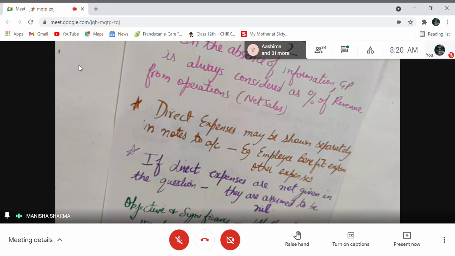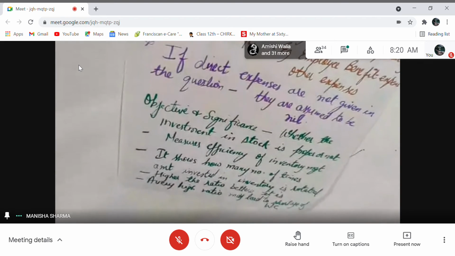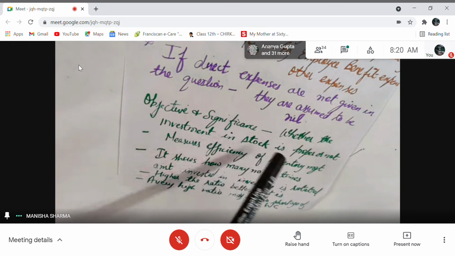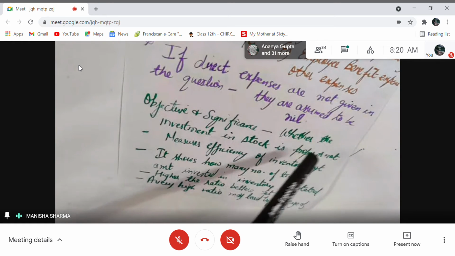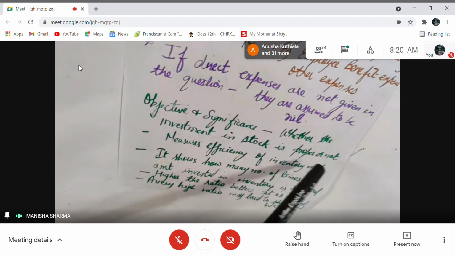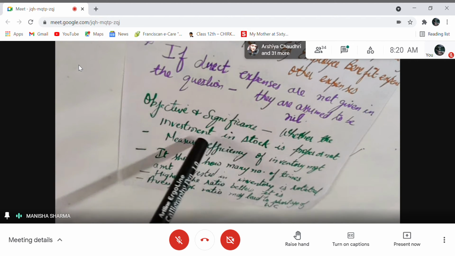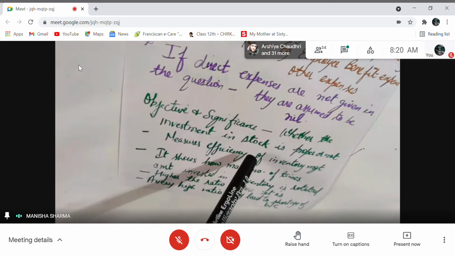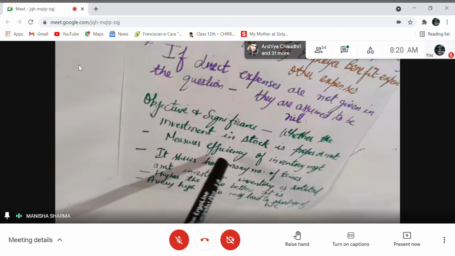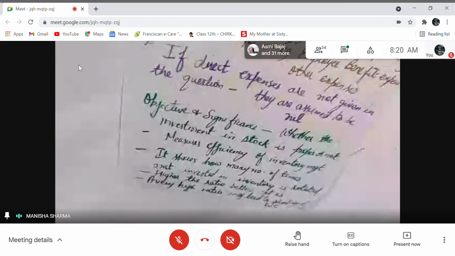Now, what is the purpose or significance of this ratio, that is, the inventory turnover ratio? It helps us in knowing whether the investment in stock is proper or not. Why? Because we are comparing COGS with average inventory. So it helps us in knowing whether investment has been done properly in stock or not. It measures the efficiency of inventory management. Is inventory properly managed?